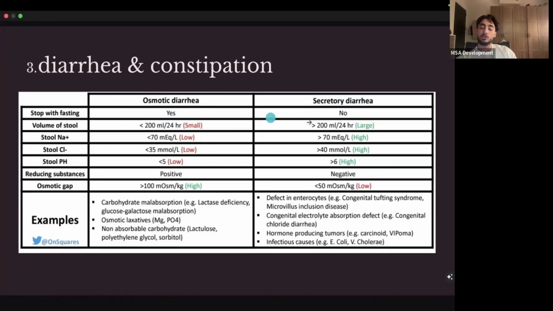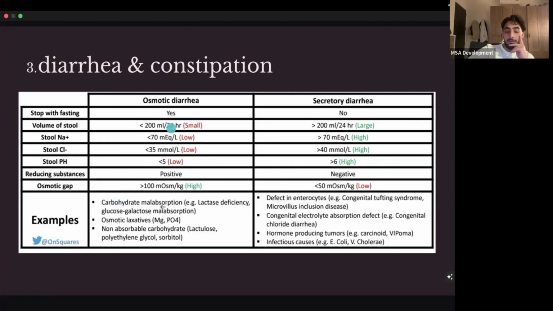Okay. So the volume of stool is going to be very high in secretory diarrhea, and also very high stool ions like sodium and chloride. pH is going to also be very high because of these ions. And the osmotic gap is going to be very low in the secretory diarrhea. Okay. And the reducing substances, you just need to know that there are actual substances in the osmotic diarrhea that you can run a bunch of tests on.